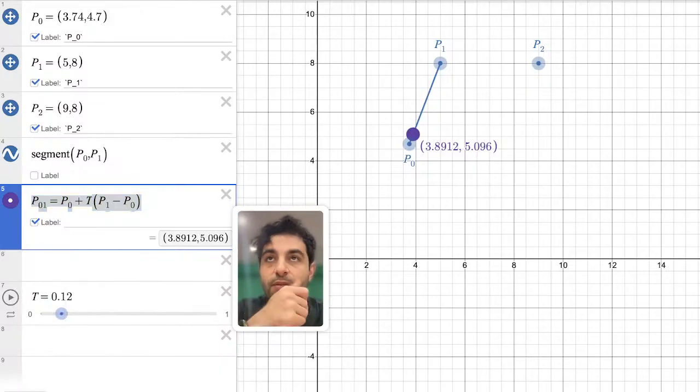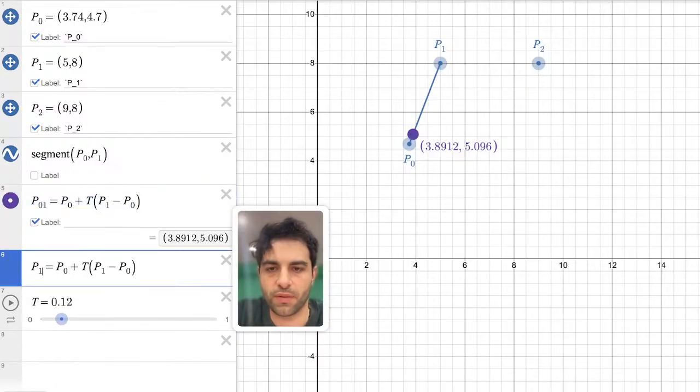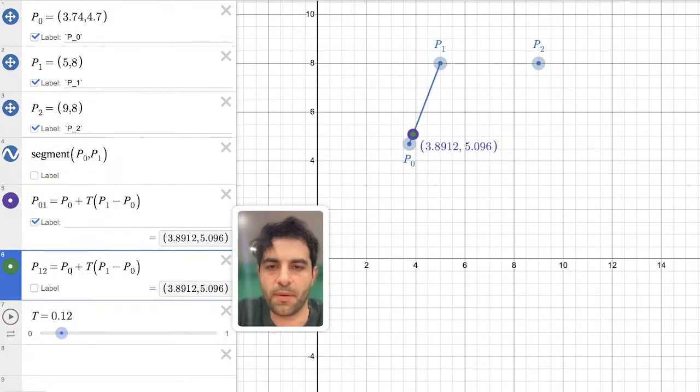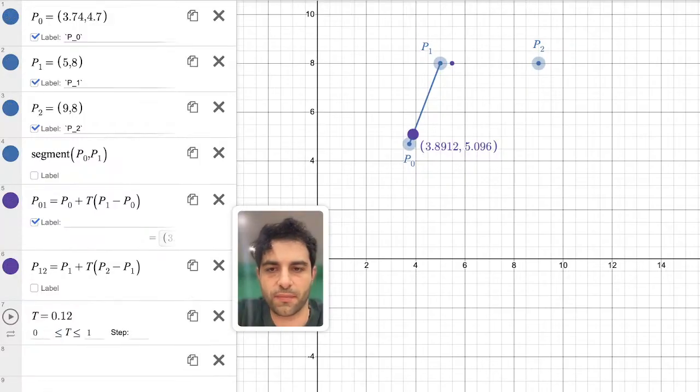Do you all get that? So I'm going to copy the exact same equation to find the point P02. So this is going to be point 1, 2, sorry, 1, 2. I'm going to start at point 1, and then I'm going to go to point 2 minus point 1. You all see it? And so now this one, I'm going to also make it purple just to keep my life simple. I'll also make it nice and thick.